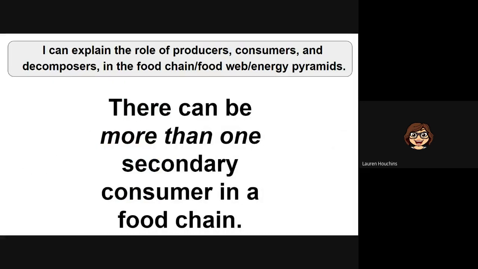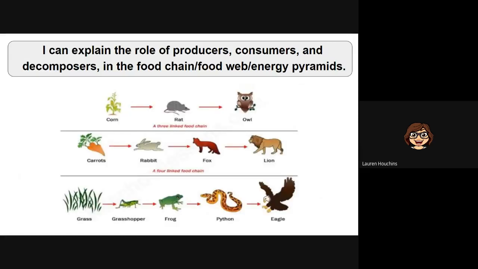But there can always be more than one secondary consumer in a food chain. So again, we're thinking about what eats what. So looking at the very top, we have a 3-link food chain. We have corn. The corn is going to get eaten by the rat, and then the rat is going to get eaten by the owl. Very simple food chain. We have a producer, a primary consumer, and a secondary consumer in this instance.